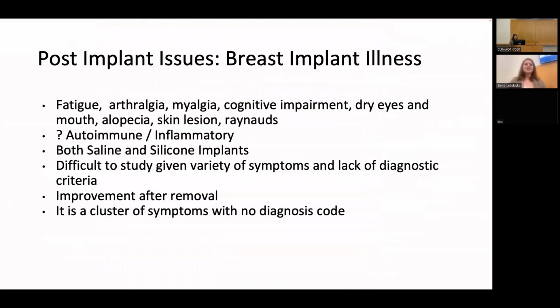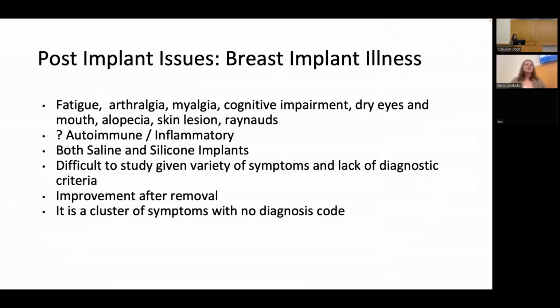So breast implant illness, like I mentioned, is not an ICD-9 or 10 diagnosis code, but this is what patients may ask you about. Even though it's not an official diagnosis, there's a Facebook group for this condition that has over 170,000 people on it. So it's definitely something that people are worried about.